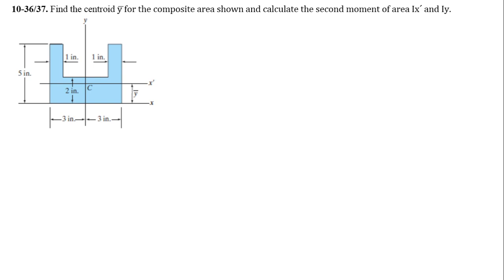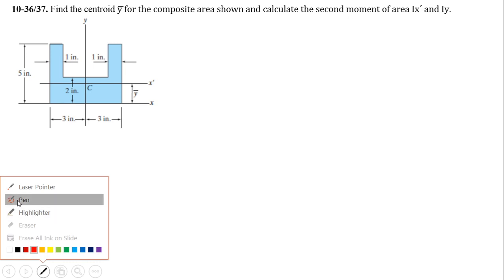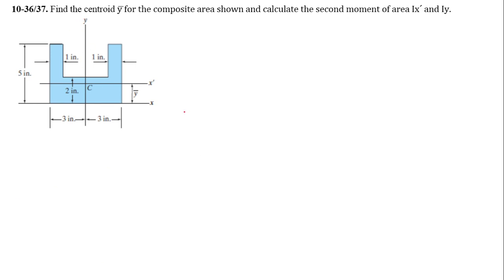So welcome to this new lecture on statics ME106, and today we're going to solve problem 10-36 and 37 of your textbook, RC Hibbeler 12th edition. This problem asks us to find the centroid of this composite shape, which is an area, and calculate its second moment of area about the x dash axis and the vertical axis y.